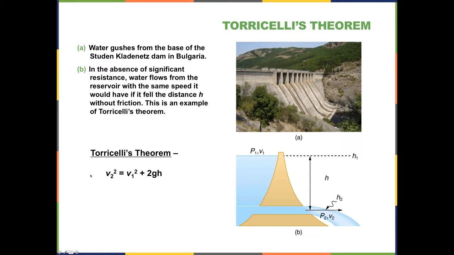And this is an expression of that. V1 squared, that is this velocity here squared, which in this case would be 0, plus 2 times gravity times the height difference is equal to the velocity squared down at this point down here. Now this might look a little familiar if you remember your mechanics problems, and there is obviously a relationship there.